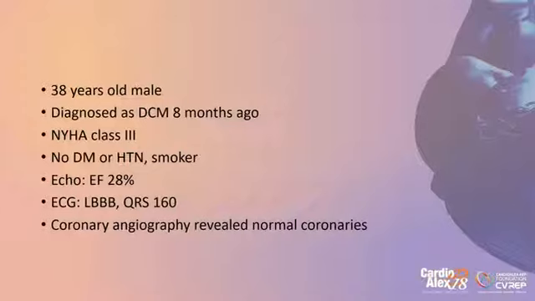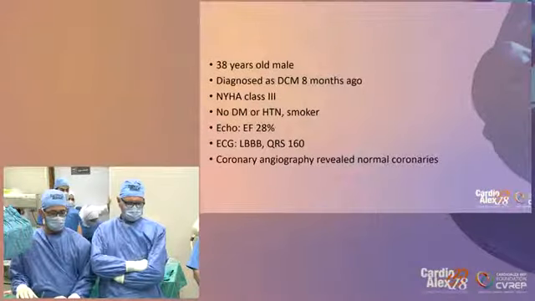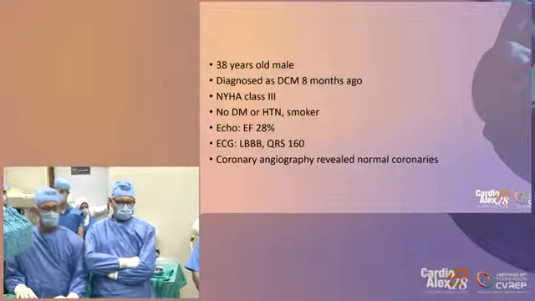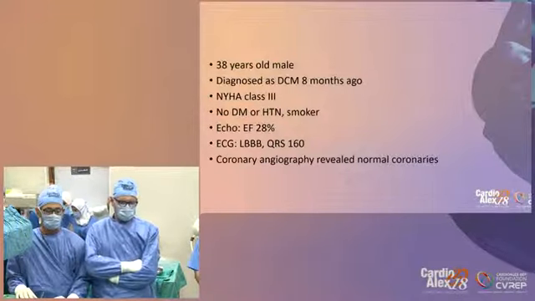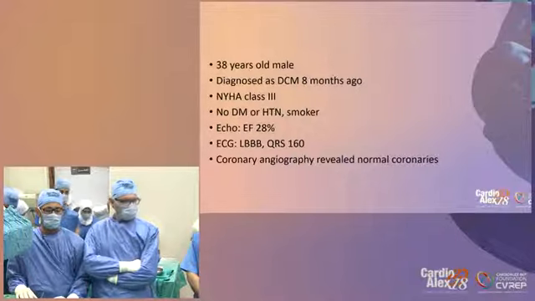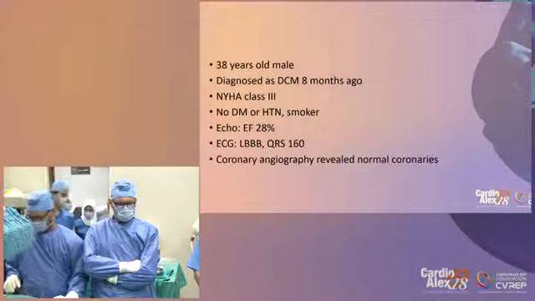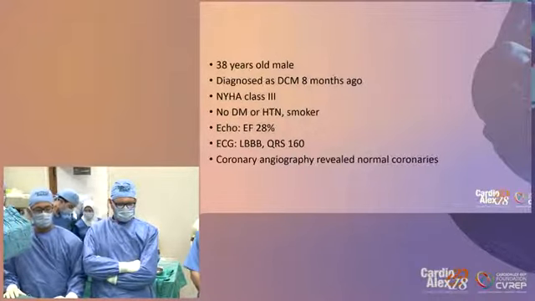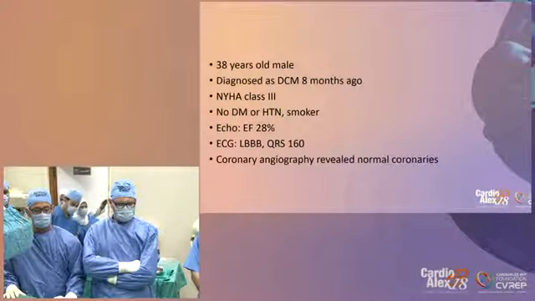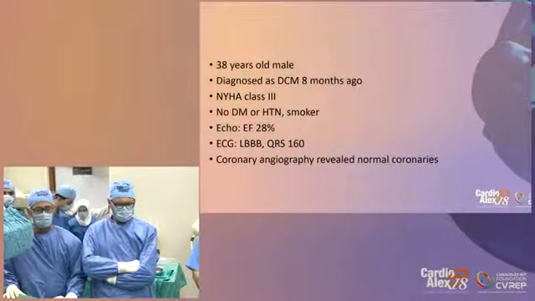We have a 38-year-old male patient, diagnosed with dilated cardiomyopathy 8 months ago. The patient is in NYHA class 3. He is not diabetic or hypertensive, just a smoker. His echo revealed an ejection fraction of 28%. His ECG showed left bundle branch block with a QRS duration of 160 milliseconds, and coronary angiography revealed normal coronaries.